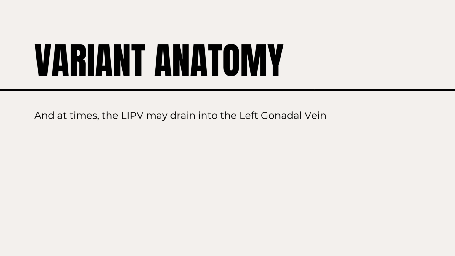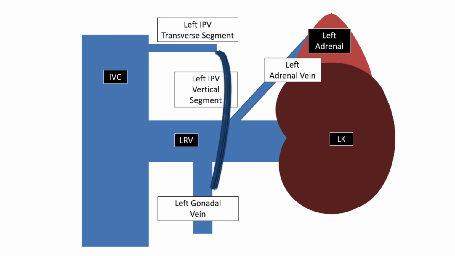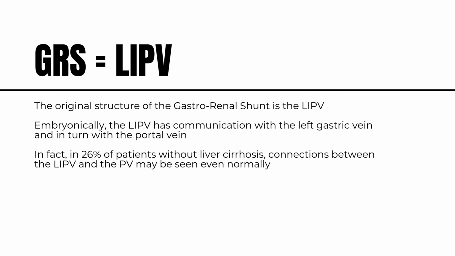adrenal vein. At times, rarer variant anatomies may be known, one of which includes the LIPV draining into the left gonadal vein. Again, the diagrammatic representation showing a rare variant where the LIPV drains into the gonadal vein instead of the adrenal vein. So, the gastrorenal shunt is nothing but the left inferior phrenic vein.